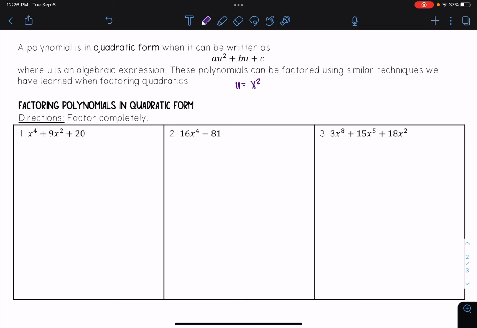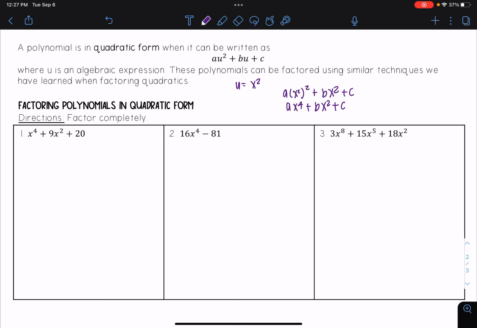And so I would have a(x squared) squared plus b x squared plus c, or in other words, ax to the fourth plus bx squared plus c. But we would be able to still factor it as we would with a normal quadratic. So let's look at some examples. I want to factor these completely.